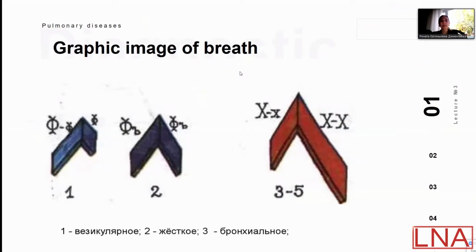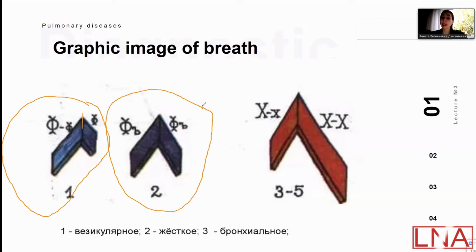So returning to the graphic image of the breathing. Look, first, it's a graphic of vesicular breathing, more significant on the phase of inspiration. The second one is a picture of the hard breathing. Hard breathing is also a type of vesicular breathing, like puerile breathing, but what is the difference?